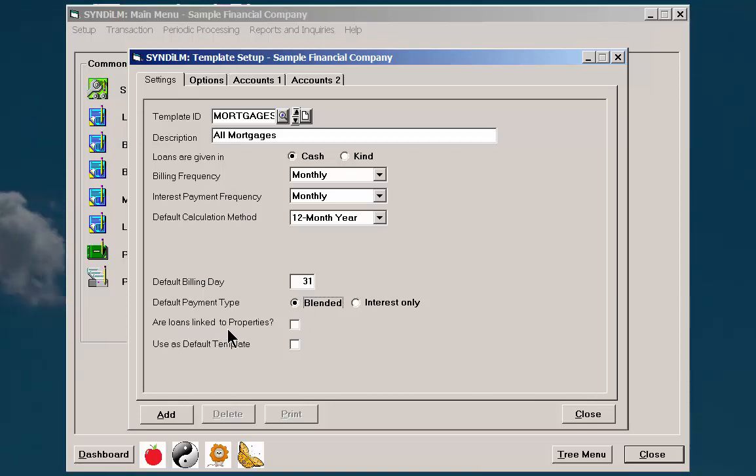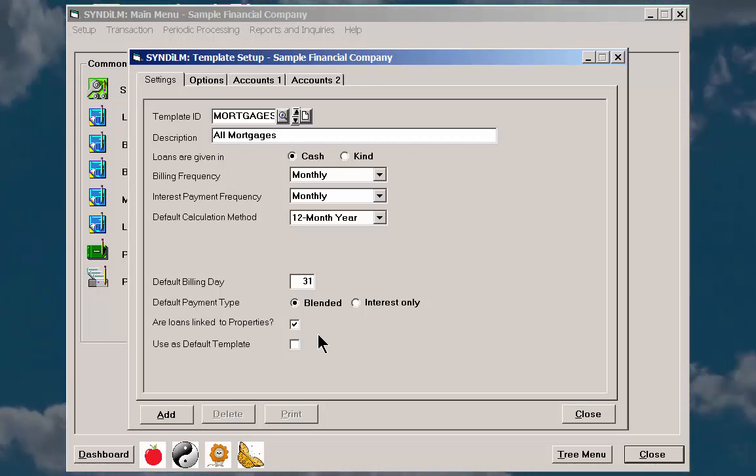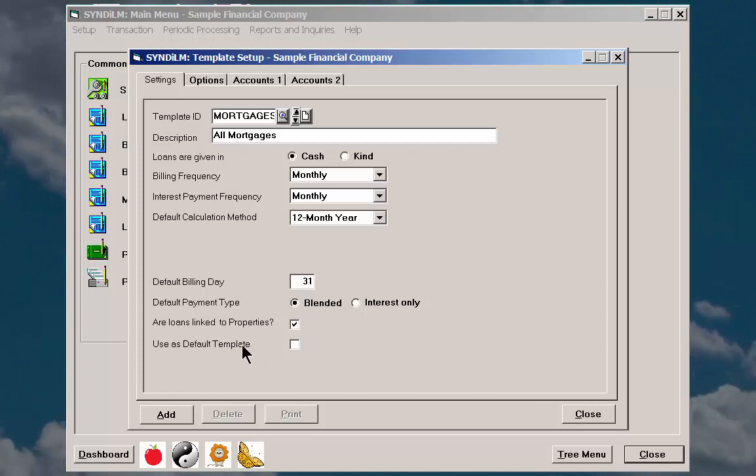Are loans linked to properties? Oh yeah, these are mortgages, so they are linked to real estate properties. There could be residential mortgages, or commercial mortgages, or it could be an empty lot where the developer is going to build a high rise. And no, this is not the default template, because most of the loans come in a different category, and therefore we will not use that.